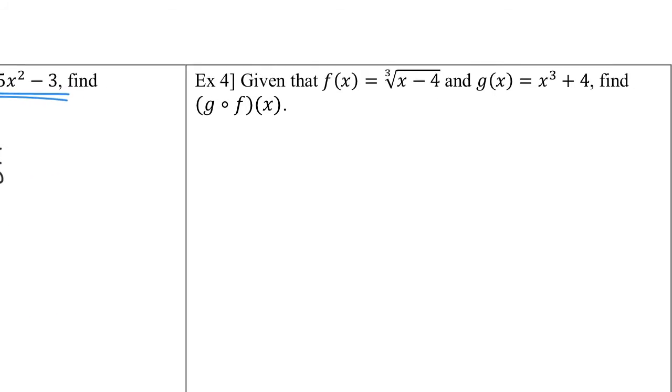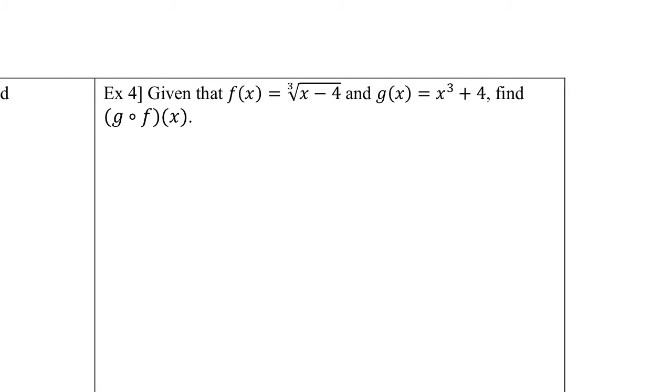Example 4. Given that f of x equals the cube root of x minus 4 and g of x equals x to the third plus 4, find g of f of x. So let's rewrite this composition into something that makes more sense. G of f of x, so I can clearly see what's the outside function and what's the inside function. So g is the outside, so that's what we're starting with.